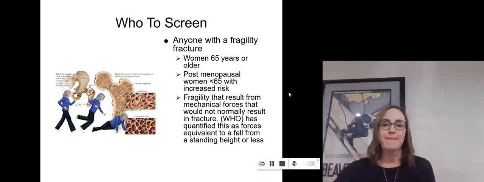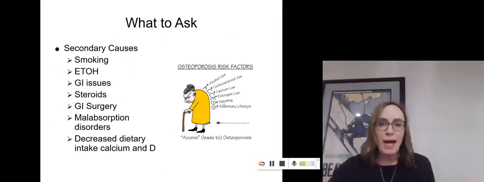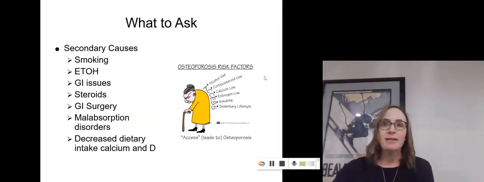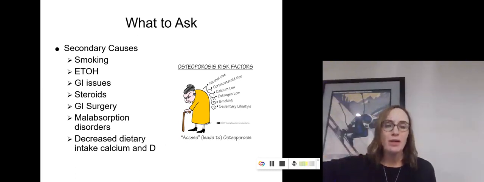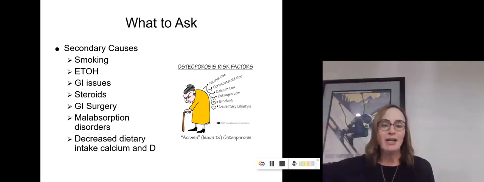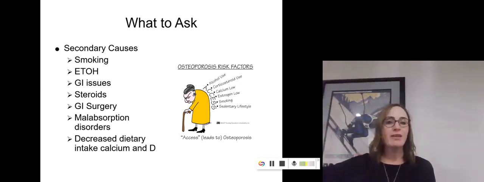So what do you ask? You're seeing these patients, you've got concerns about osteoporosis. Your secondary causes are going to include smoking and alcohol use, which they say is greater than 3 drinks per day. GI issues: do they have celiac disease? Do they have any malabsorption disorders that would cause problems? Are they on chronic steroids? Now, if they were on steroids for a week, that's not the people we're talking about. If they're on steroids for more than a month, especially more than 3 months, you want to consider assessing their bone density.